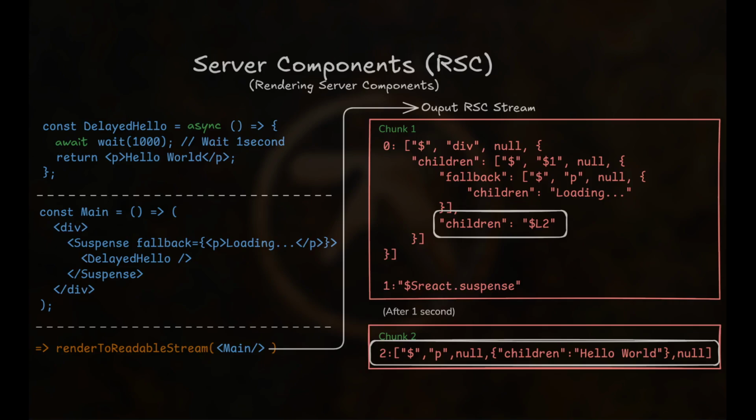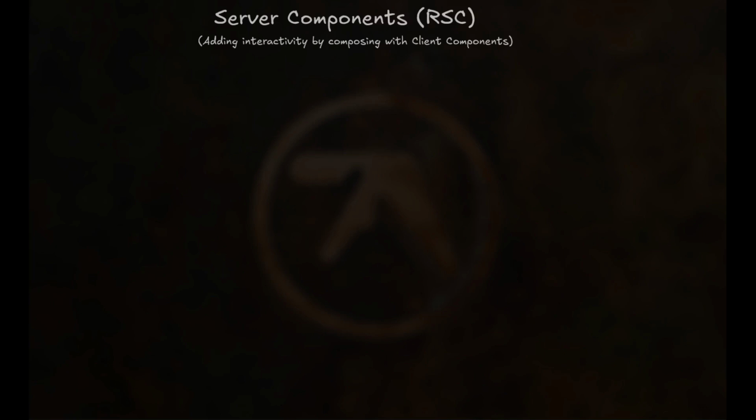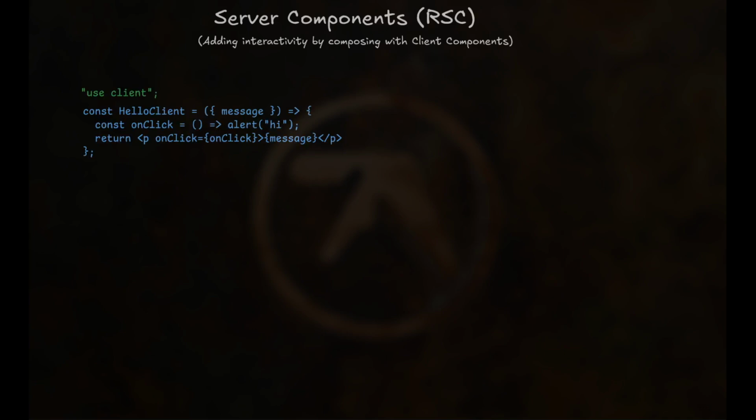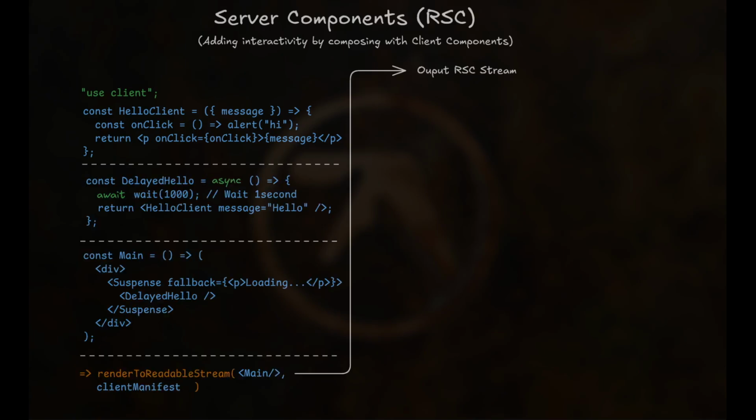So this is how rendering a component looks in a server components environment. Now let's look at an example where we also have a client component. So we have the hello client component, which receives message as a prop and displays it in a paragraph tag. The p tag also has an onClick method which shows an alert. Now all of this is specific to the client environment. It is indicated by the use client directive at the top. Next, we have the same delayed hello and main components. The only difference is that the delayed component renders the hello client component and passes the message as a prop.